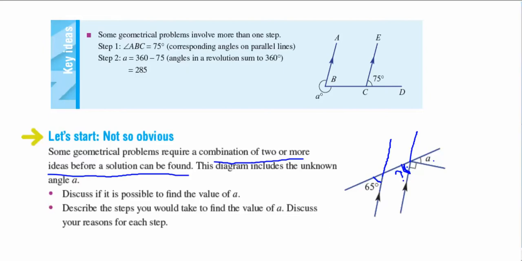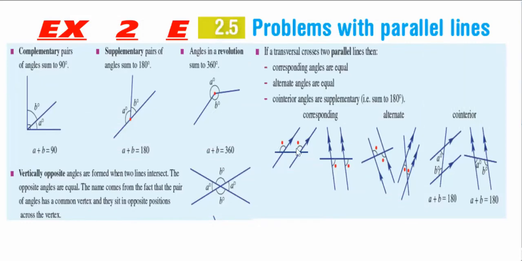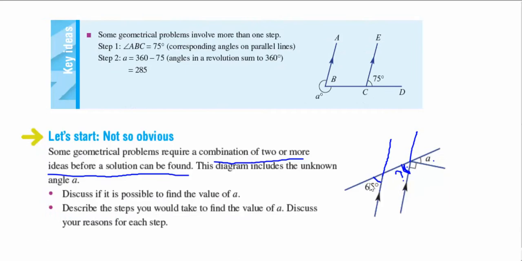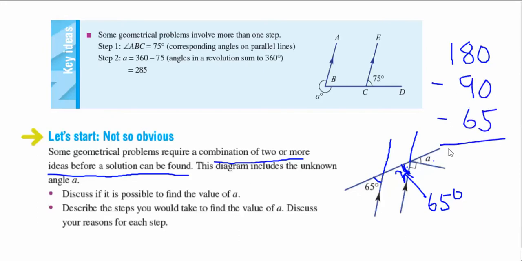If you look back here, what can we use? We can use the corresponding angles concept, because these are corresponding angles. So if that's 65 degrees, then this angle in there also has to be 65 degrees. Now we have enough information to find A, because that's 65 degrees in there and that's 90 degrees there, so whatever is left over has got to be our angle A. If we take our 180 degrees and subtract our 90 and also subtract our 65, we will be able to find out what our angle A is.